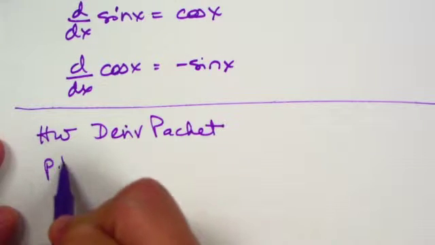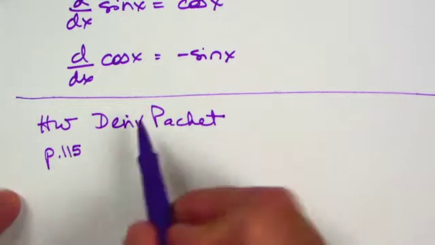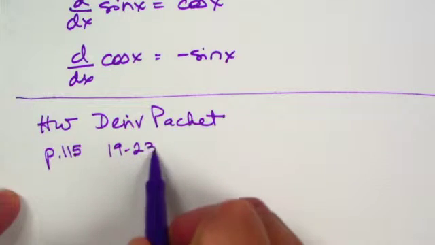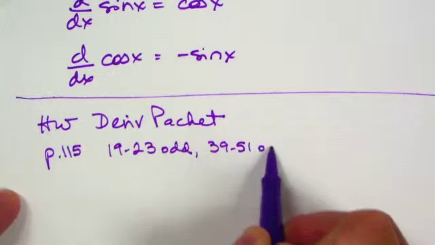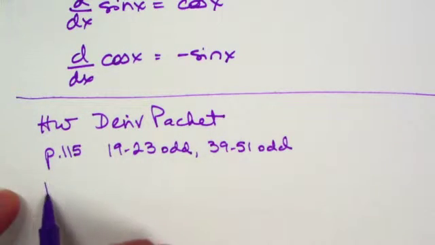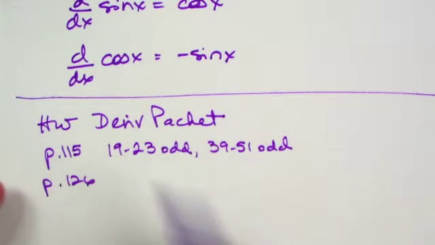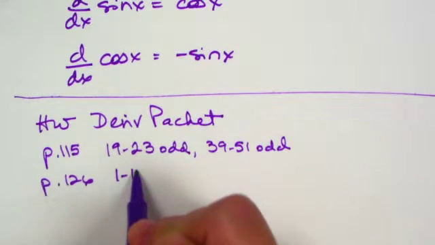All right, so if you notice, the first page in that packet is actually page 115. So we'll do 19 through 23 odd and 39 through 51 odd. Remember, the answers are in the back. And then if you turn to the second page in the packet, you'll notice at the top it's a different page number. It's page 126. And we're going to do 1 through 11 odd.